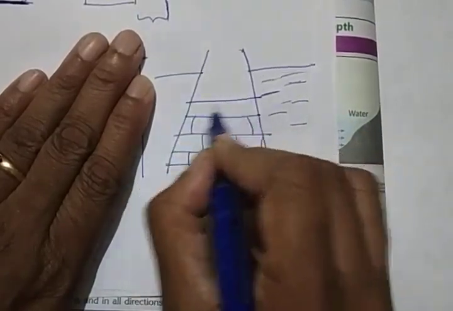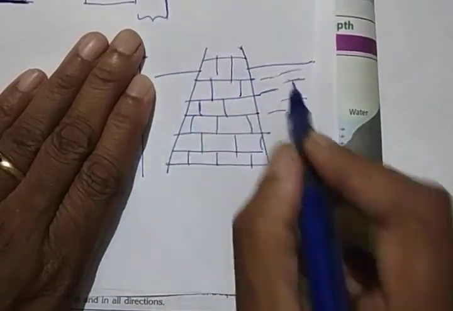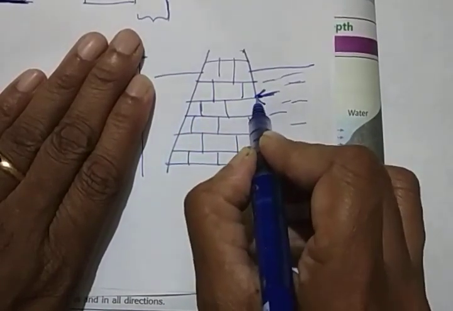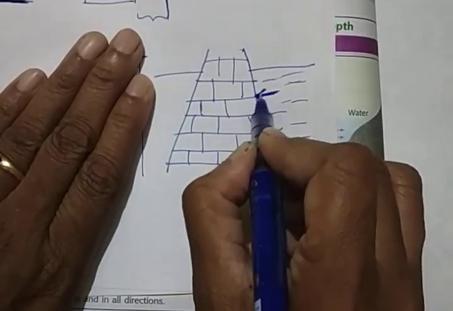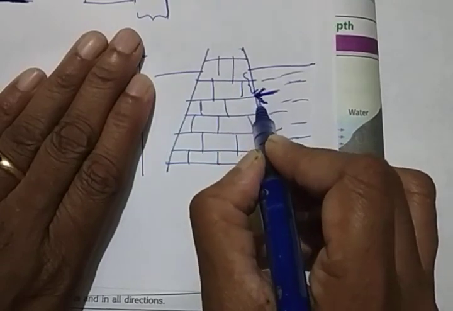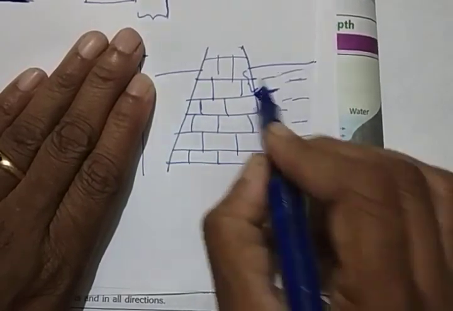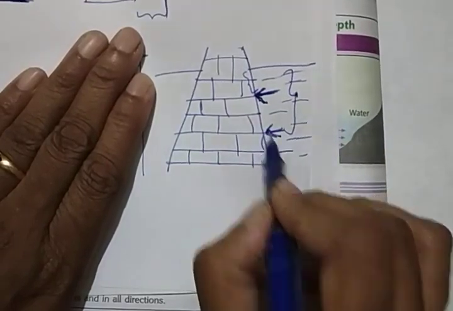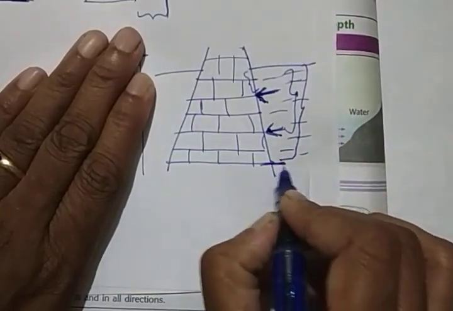Now, water will constantly exert pressure. Okay, so water will keep hitting this and keep exerting pressure. Now at this point, this much height of water will exert pressure. At this point, this much height of water is going to exert pressure here, and at this point this much height of water is going to be exerting pressure.